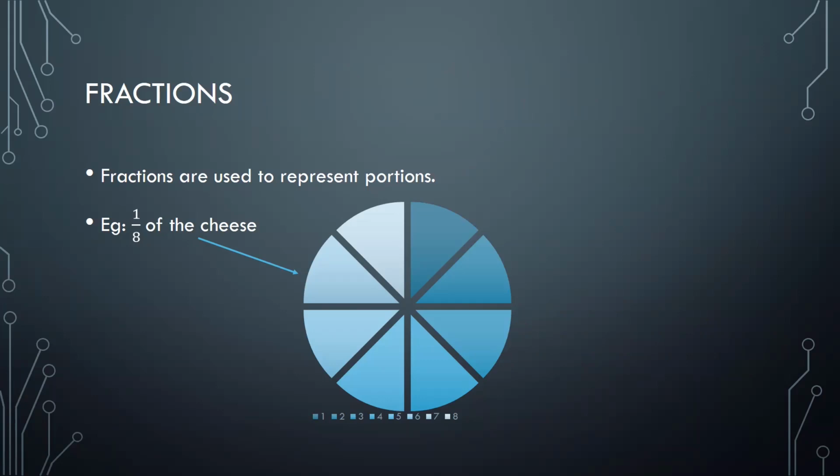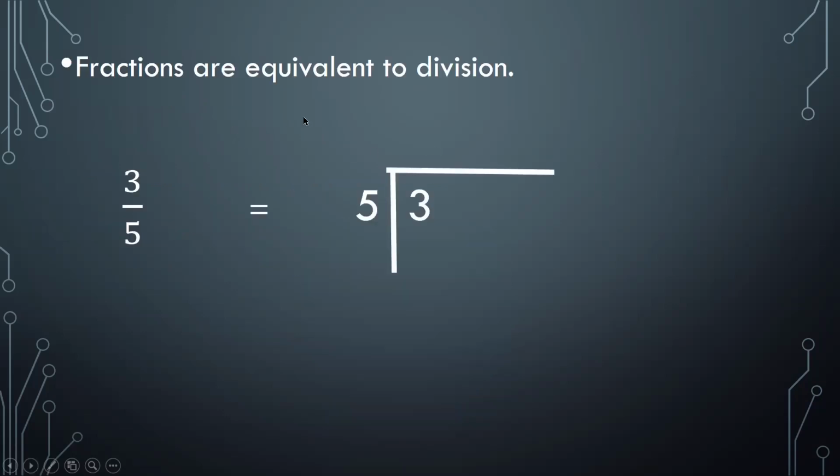For an example, here I have a circle and it is divided into 8 parts. When I want to tell about this particular portion, I'm going to say it is 1/8. So that is a fraction. Fractions is equivalent to division. This is one of the important points all of us have to be very clear about. This fraction is just like the division we do, right?